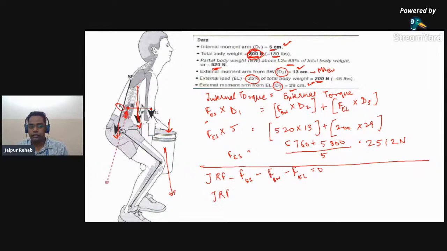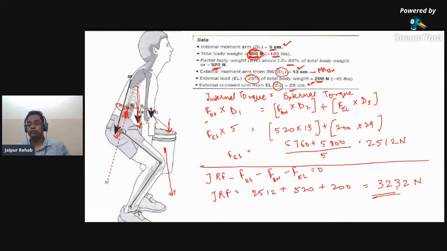JRF इक्वल टू 2512 प्लस बाकी कहाँ गया, 520 प्लस 200. ओके, कैलकुलेट करना पड़ेगा भाई, मेरी मैथ्स इतनी अच्छी नहीं है, सो आई विल बी रिक्वायरिंग कैलकुलेटर. ओके, 2512 प्लस 520 प्लस 200, सो इट इक्वलाइजेस 3232 न्यूटन.